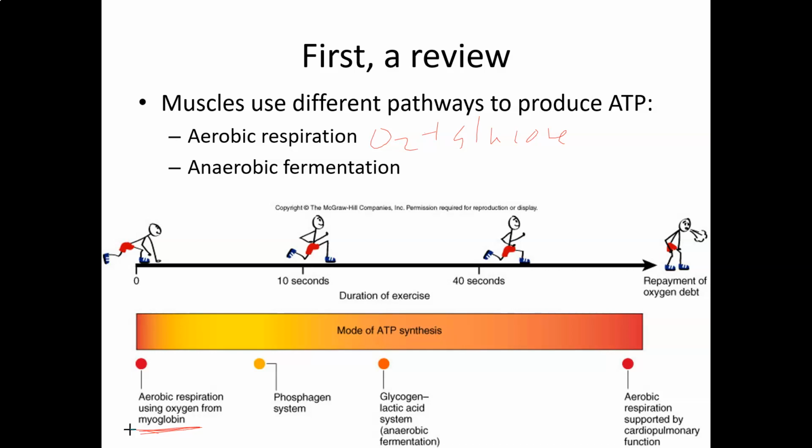And now your ATP is being made through the big picture process. Now most of your ATP is made through aerobic respiration. Now your limiting factor for aerobic respiration is the oxygen.